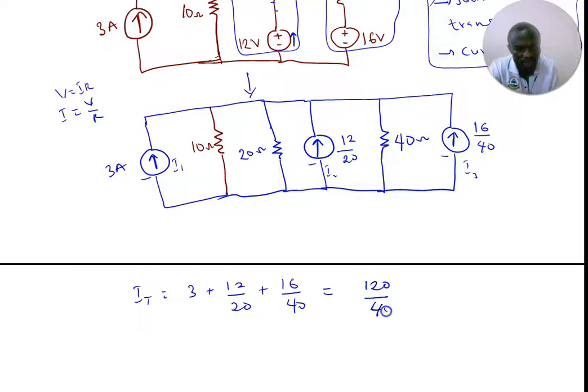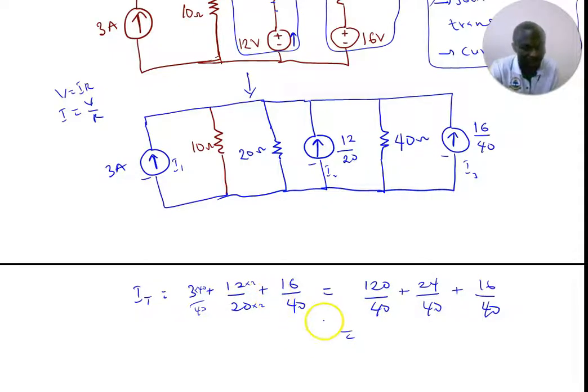120 on 40. I just find the equivalent fraction of 3. Plus 24 on 40 plus 16 on 40. Since they are all equivalent fractions, I can add the numerators. So 3 is the same as 120 on 40. I just found the equivalent fraction. And the equivalent fraction of 12 on 20 is by multiplying the top by 2 and the bottom by 2. Here, I multiply by 40 and divide by 40, so I've done nothing to it, just found the equivalent fraction.